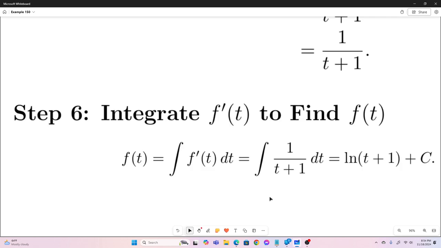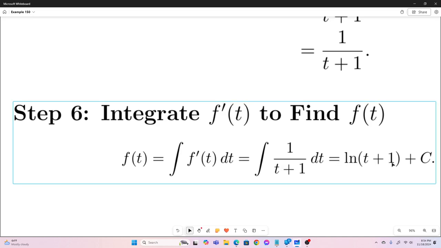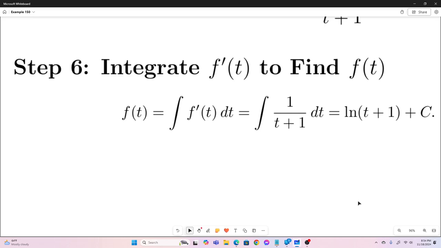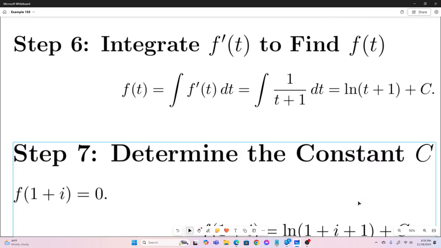So, since our f prime of t is equal to 1 over t plus 1, we can find f of t just by taking its antiderivative. And if you do that, you get natural log of t plus 1 plus c. So now we need to find c by using the fact that we know that f at t equals i is equal to 0.